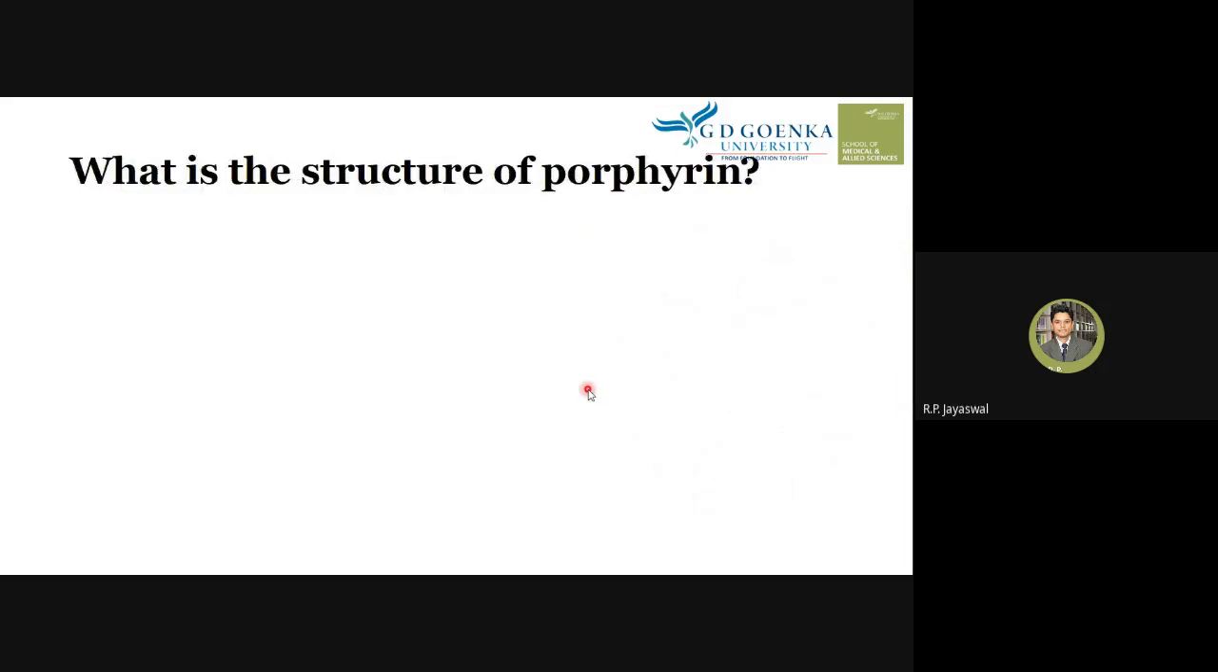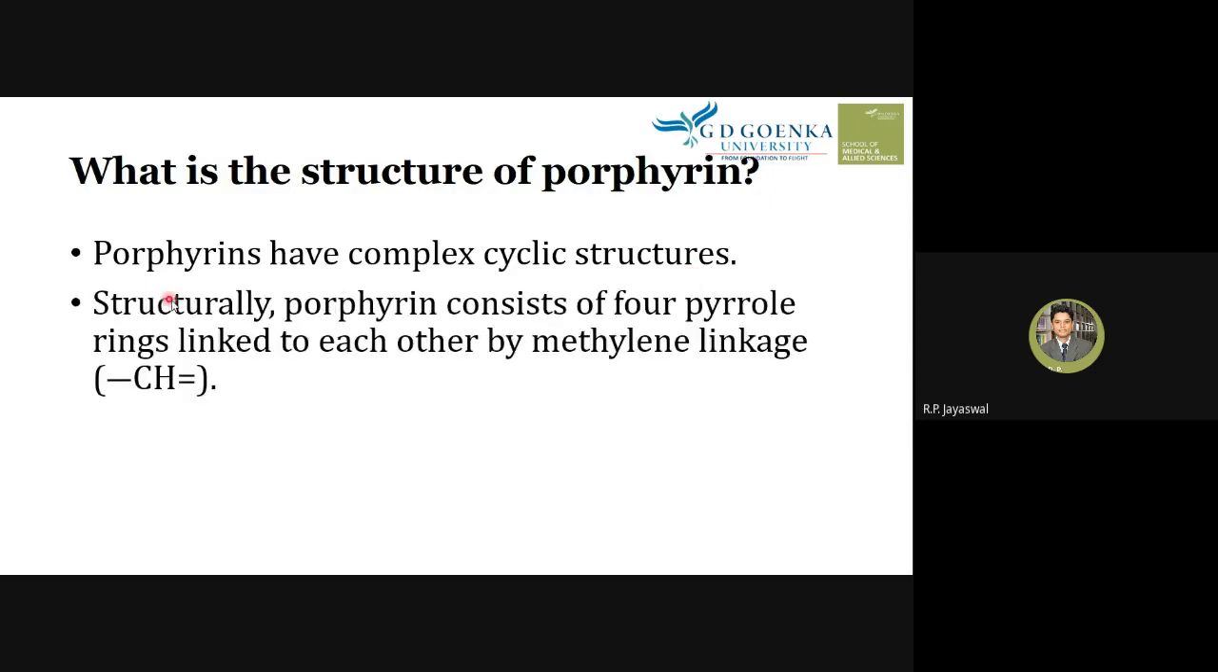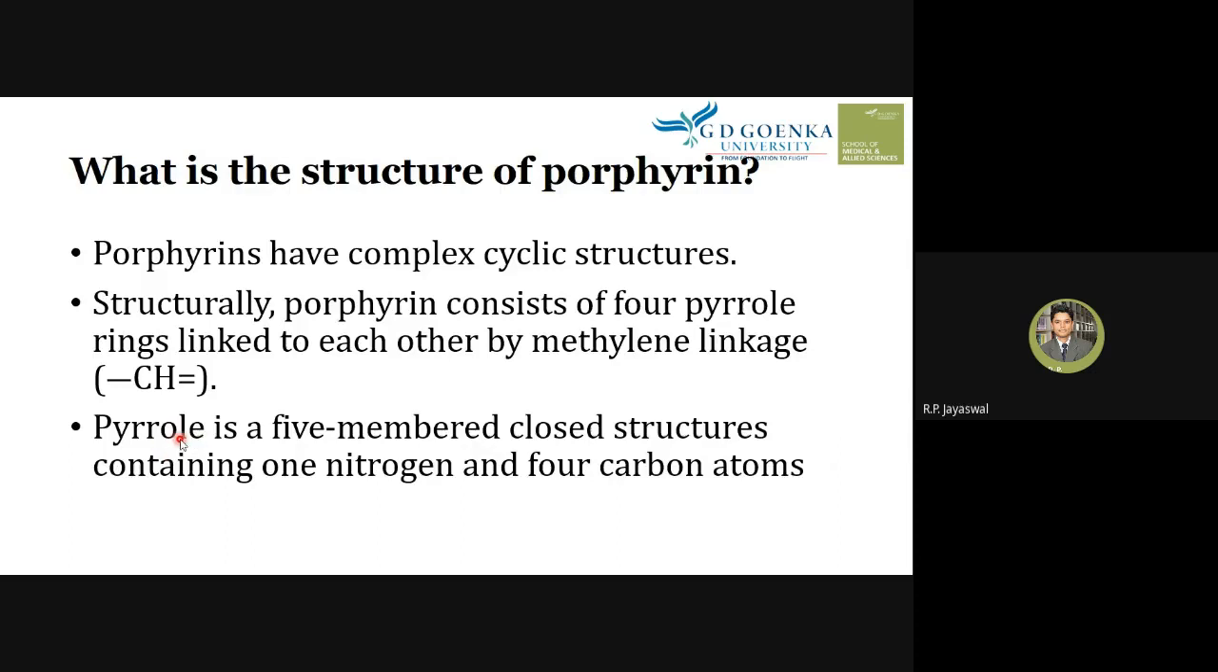Now coming to the question: if there is a question in the exam to write what is the structure of porphyrin, you can write in your own language, but the answer is like this: porphyrins have a complex cyclic structure because it's a cyclic compound, and structurally the porphyrin consists of four pyrrole rings linked to each other by which bridge? Which linkage? It's a methylene linkage. Pyrrole is a five-membered closed structure containing one nitrogen and four carbon atoms. That we have studied.